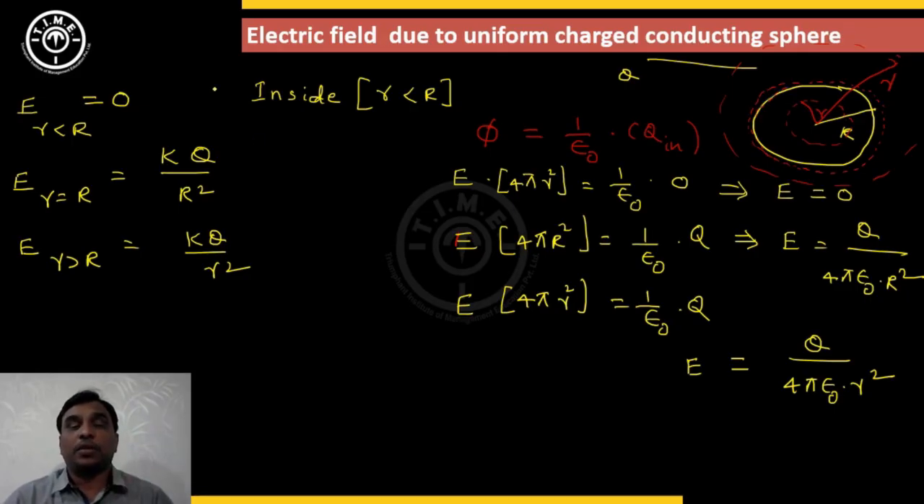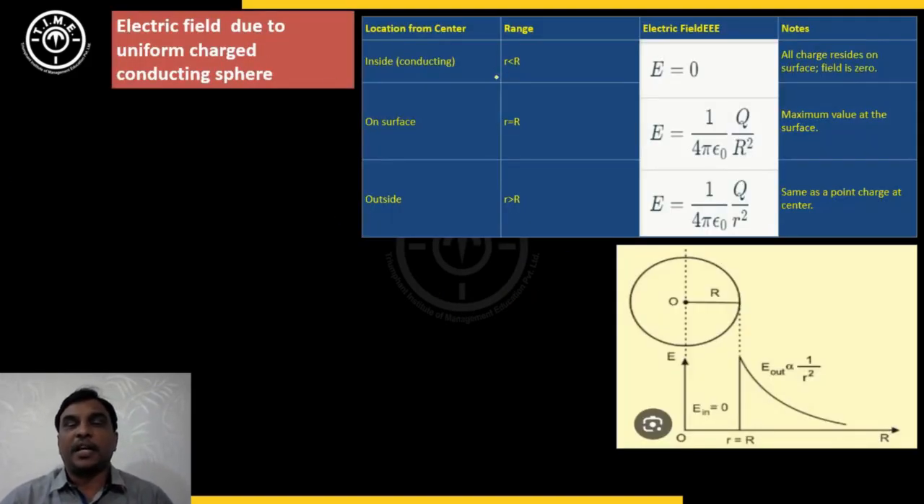These three mathematical relations you must remember for the exam. In the exam you won't derive all this, but you must remember it. The graphical representation is also very important. Hope you understood what a conducting material is: whatever charge you have given resides only on the top surface. Now see, when r is less than R, meaning the distance is less than the radius of the sphere, the electric field is 0.